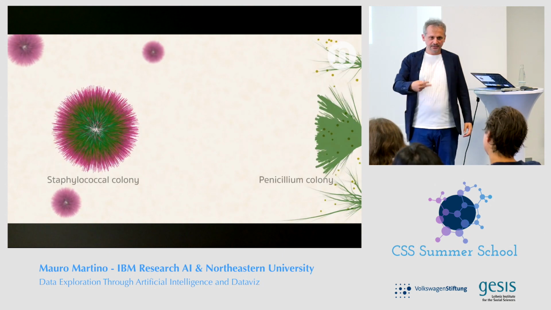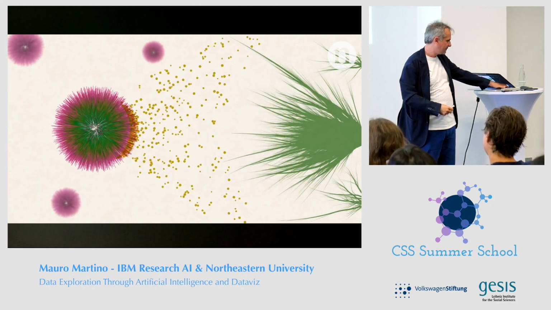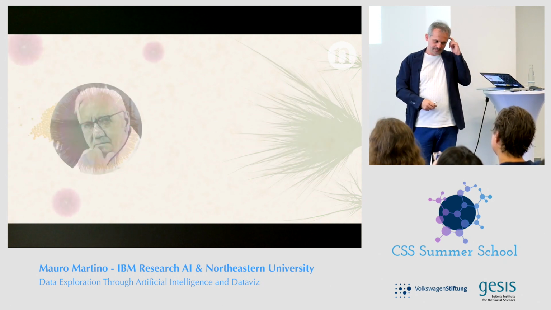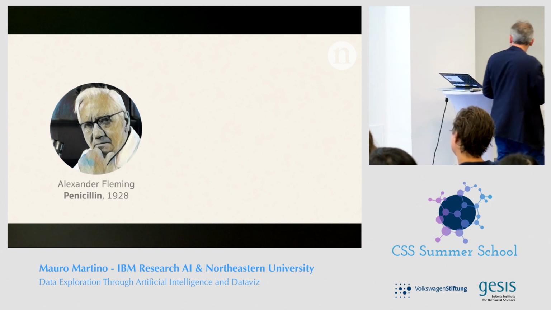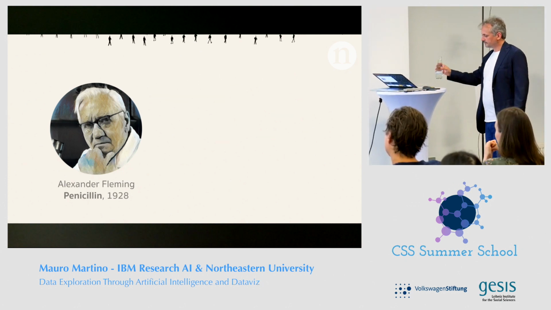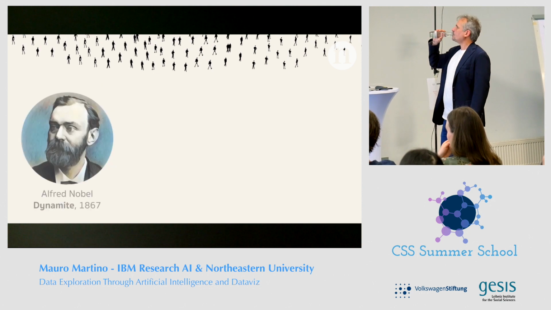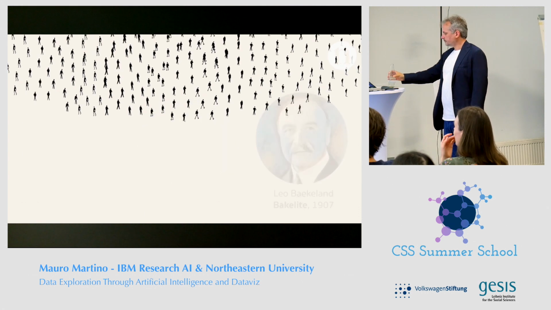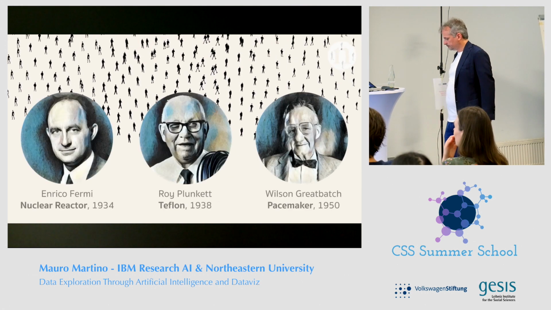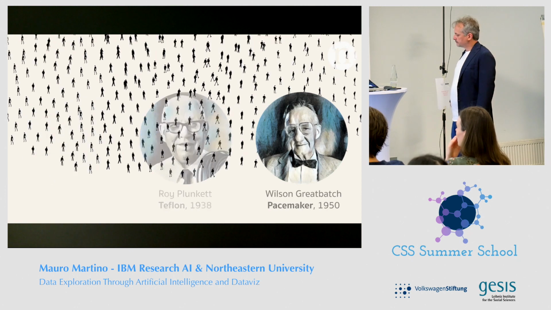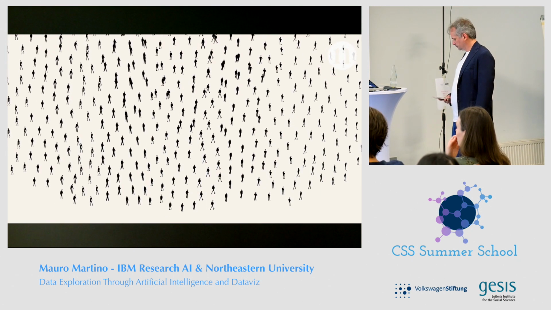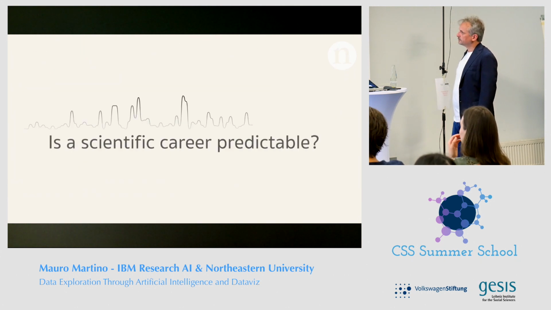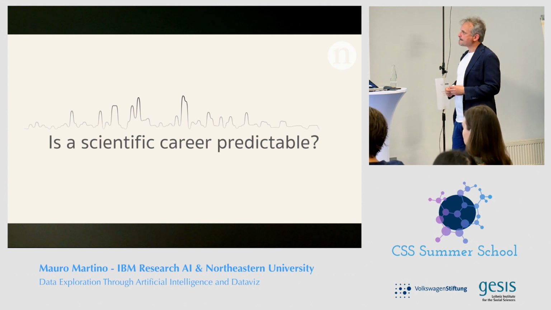In 1928, a fungus contaminated a petri dish and killed some of the bacteria living in it. Famously, Alexander Fleming investigated the phenomenon and discovered penicillin, an accidental and lucky discovery. Many scientific careers are made up of serendipitous successes and failures. But it isn't all luck. A scientist's productivity and ability matter too. So is it possible to predict who will make an exceptional discovery and when? Is a scientific career predictable?